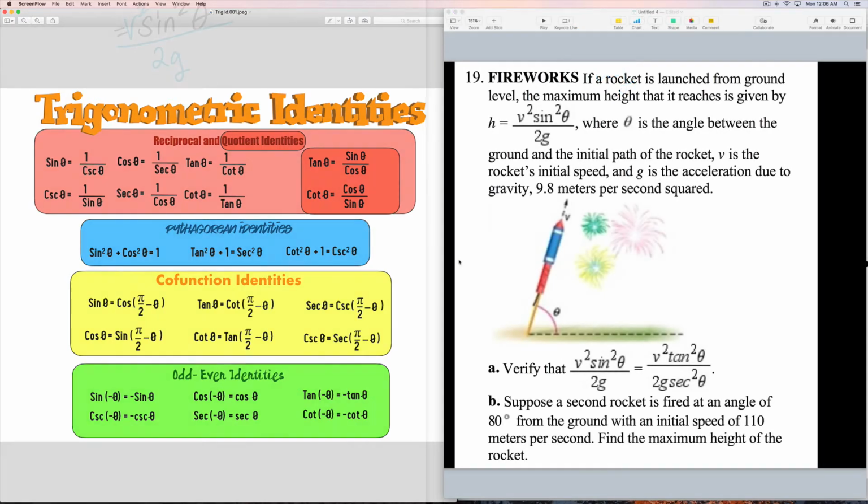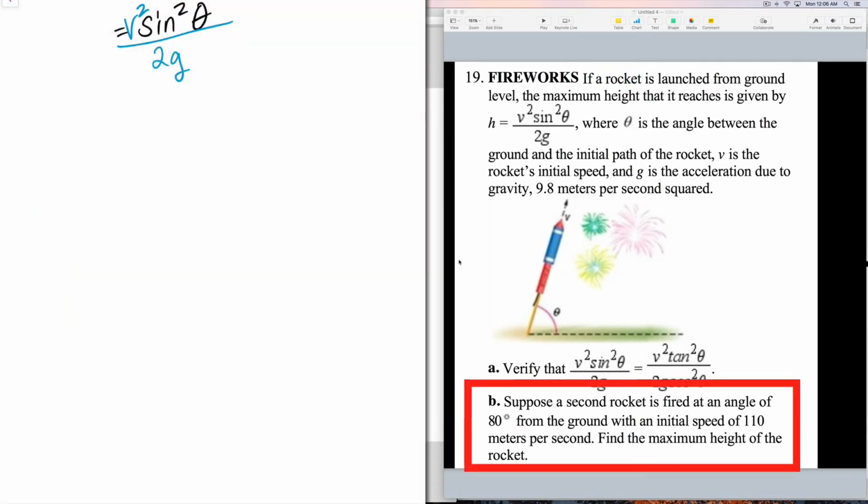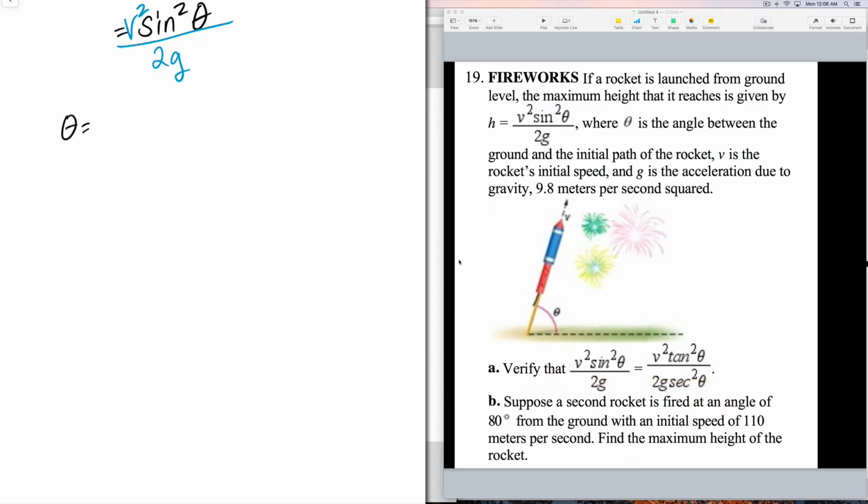So now let's take a look at part B. It says, suppose that a second rocket is fired at an angle of theta. So theta is 80 degrees.